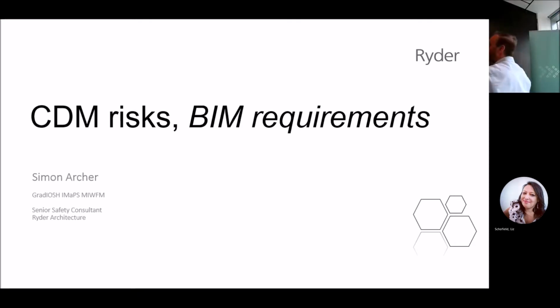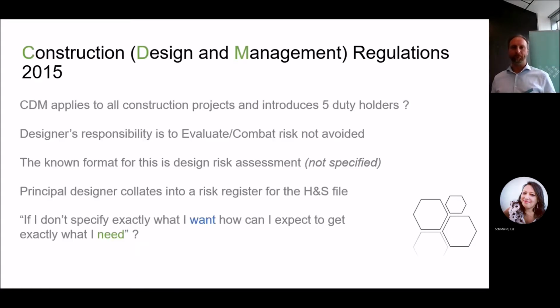Come on down. I'm Simon Archer, Senior Safety Consultant for Rider Architecture. I have a background in construction, facilities management and health and safety. I'm here to speak today about CDM risks and BIM requirements.